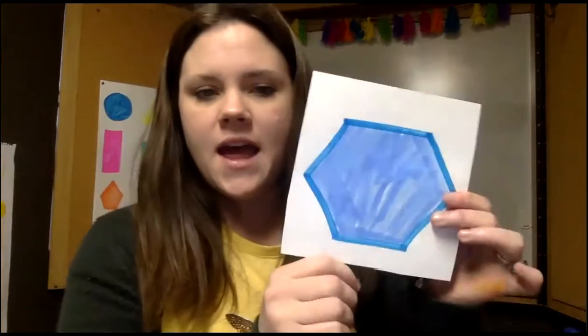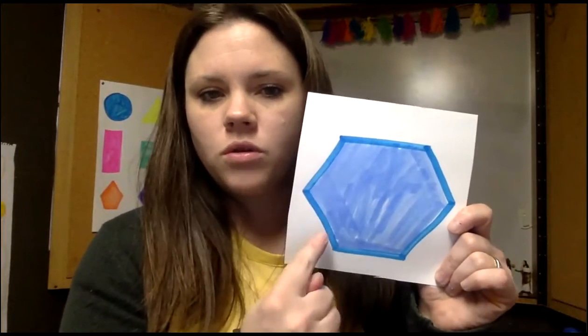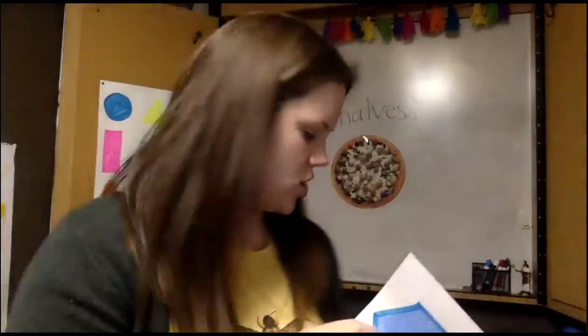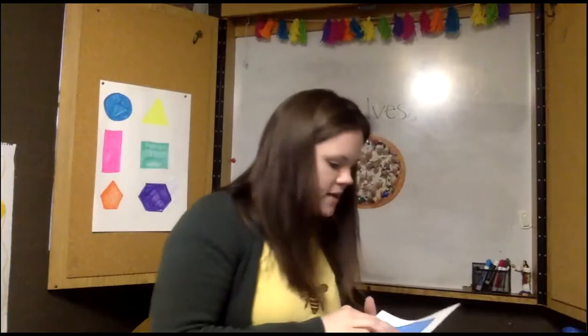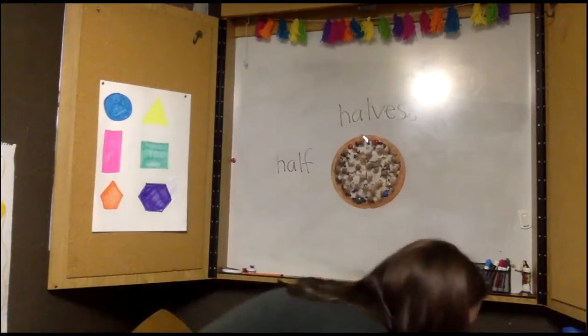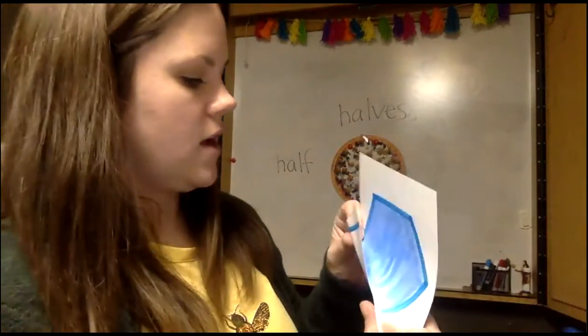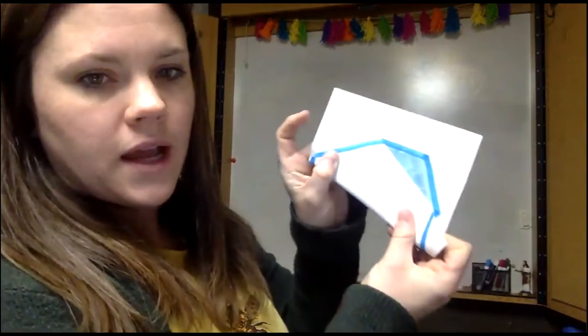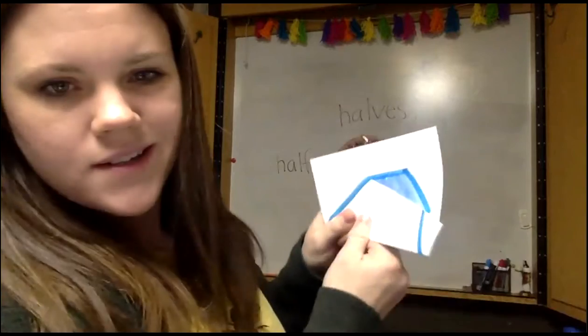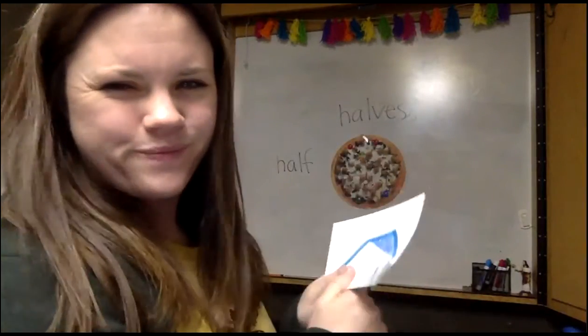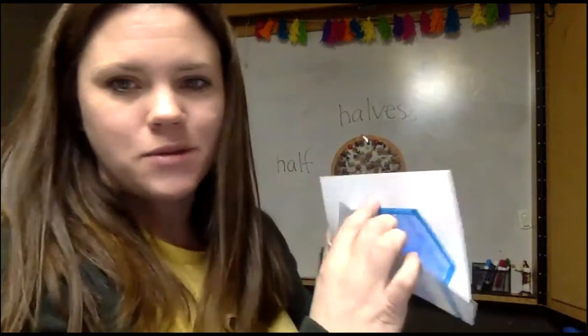Okay, next we have a 1, 2, 3, 4, 5, 6-sided shape. What's a 6-sided shape called? Hexagon. Good job. All right, that hexagon has a line kind of like this. Now again, see the way I'm folding. Does that remind you of anything? Does that look like it could be a line of symmetry?